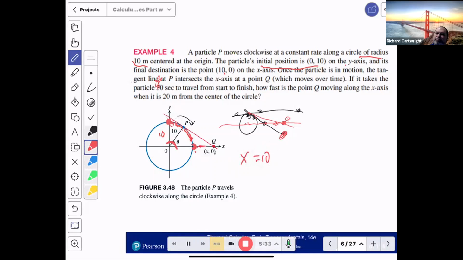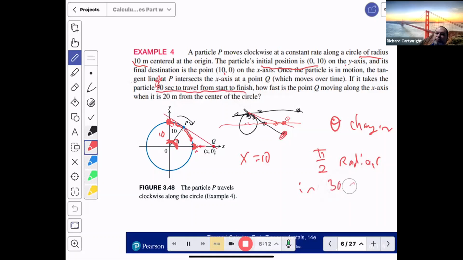And since, let's do what is changing. Theta is changing. We know that theta changed from, that would be a 90-degree angle when it was like that. And it went down here, so that would be a total of 90 degrees, which in radians is pi over 2. It did pi over 2 radians. And he said, how long did it take? 30 seconds to travel from start to finish?